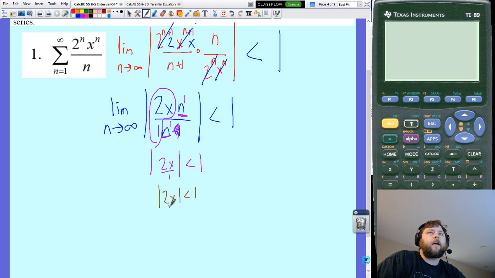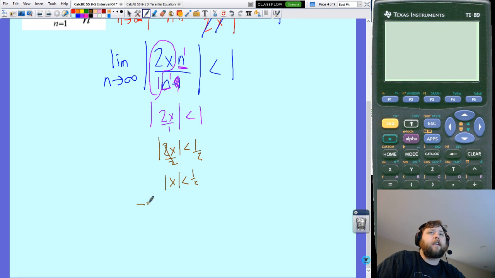I'm going to divide by 2 on both sides. And these cancel out, so the absolute value of x is less than 1/2. To rewrite that as an interval, I can rewrite that as -1/2 is less than x, which is less than +1/2. So here's the start of my interval of convergence.